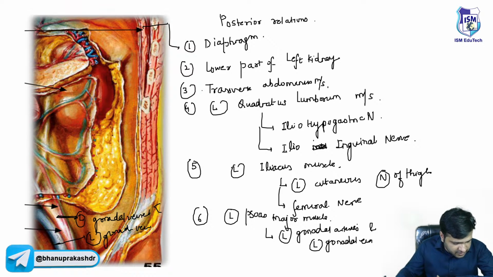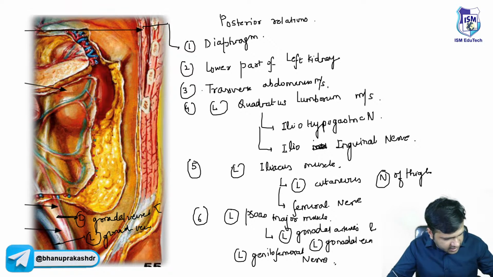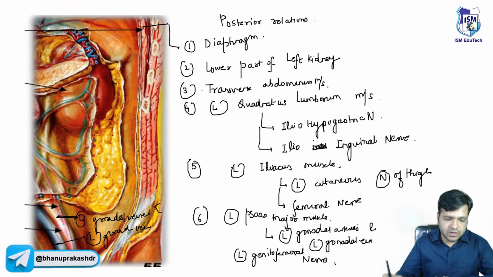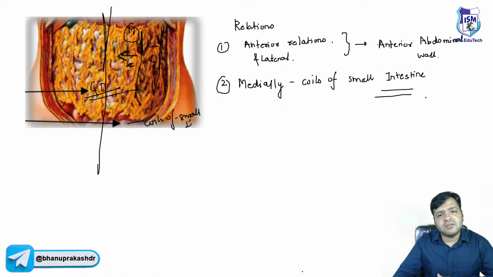Okay. Now we also have a nerve which is supplying the genital region. It is the left genitofemoral nerve. Okay, and we have the left external iliac artery. So that were about the posterior relations that you have to remember.